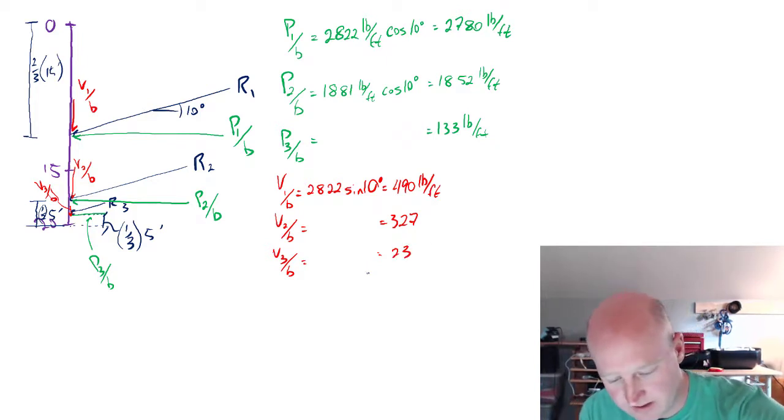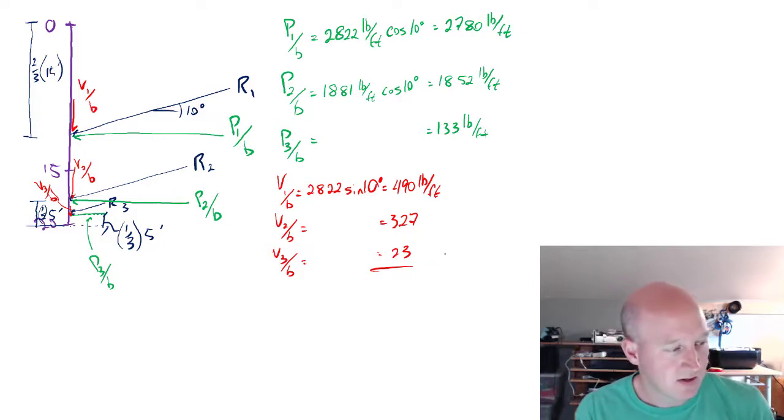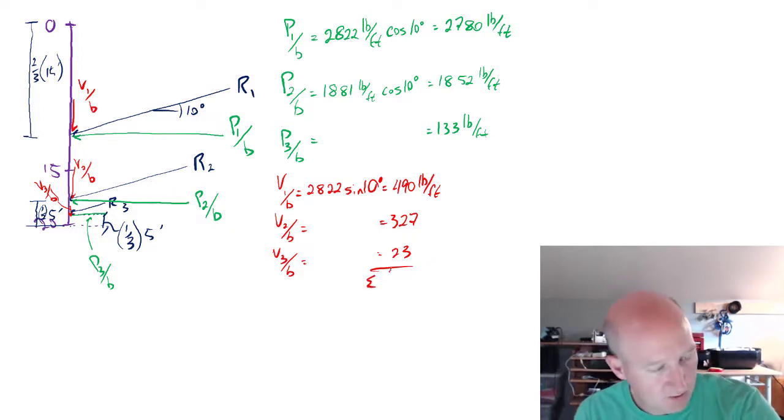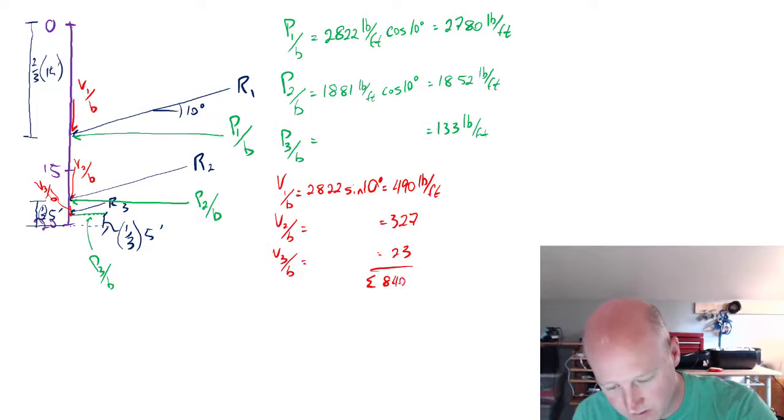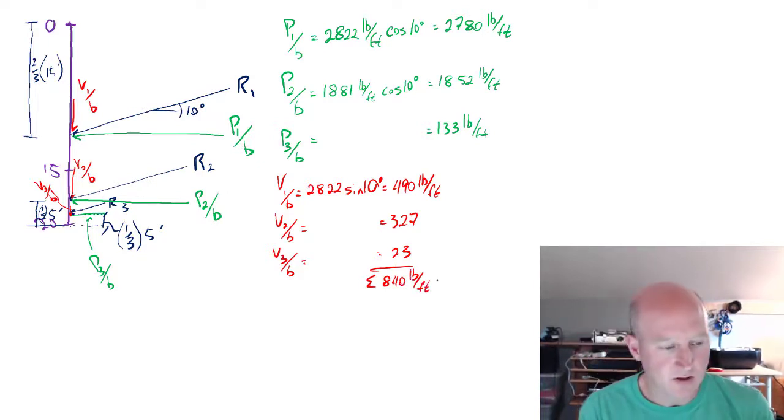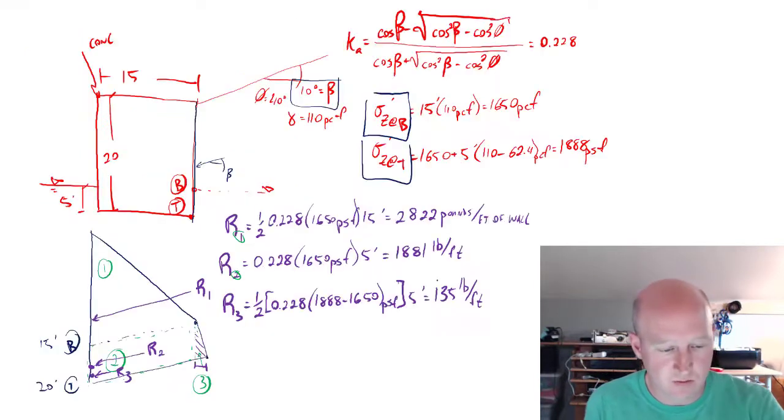And we're going to need to add these up. So if we sum those up, we get 840 pounds per foot. And those are all acting right at the back side of that wall face. So all of those vertical forces are sort of acting along the back face of this wall.